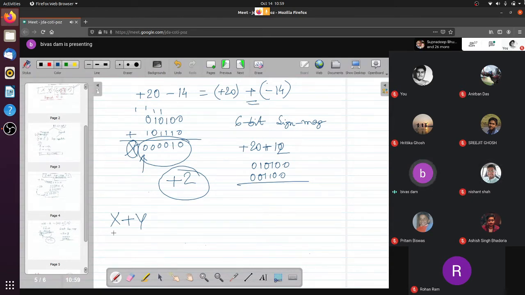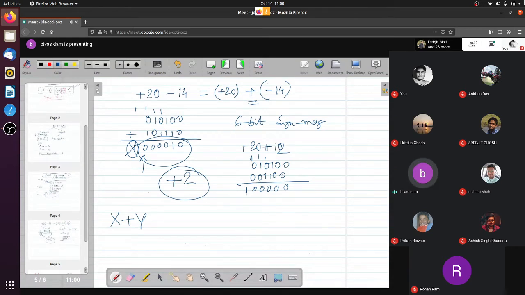Fine. So here, as if my x is equal to 20 and y is equal to 12. So I am going for plus 20 plus 12. So what is the result? You tell me. LSB is 0, and 0 plus 0 is 0. 1, 1, 0 with a carry. 0 with a carry. 0 with a carry. So this is my result.